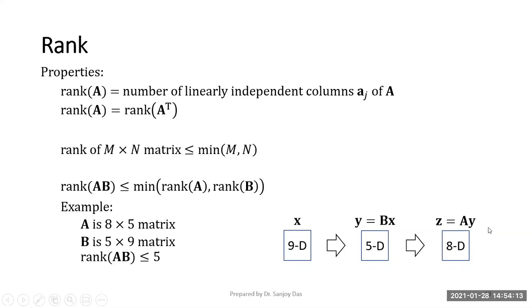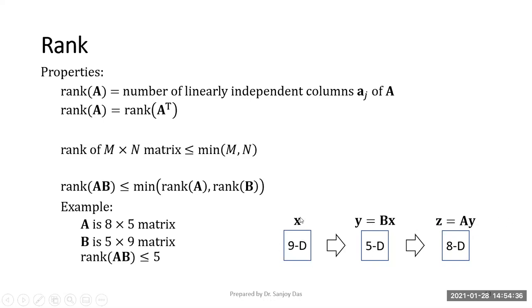Okay. Here Z is, we take this Y, which is 5-dimensional, and find the product AY. A is an 8 by 5 matrix, and then a 5 by 1 vector will give you an 8 by 1 vector. So Z is an 8-dimensional vector, right?